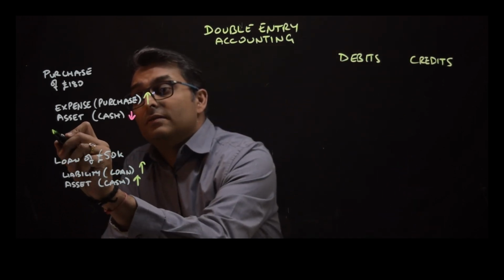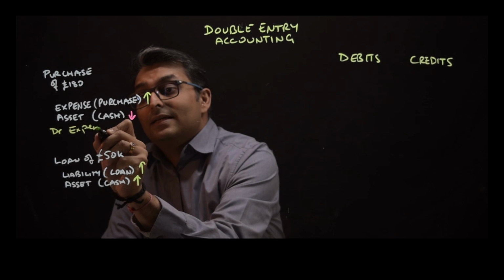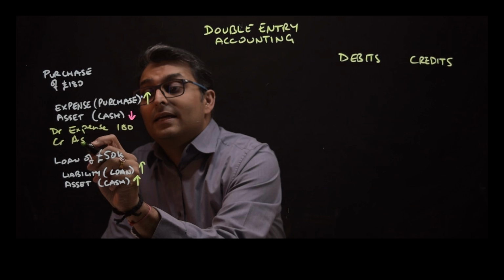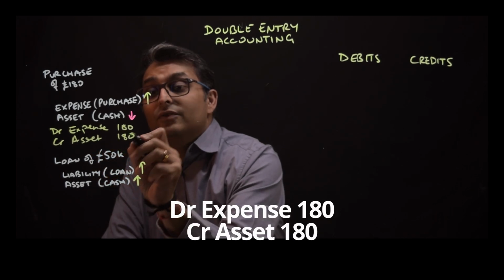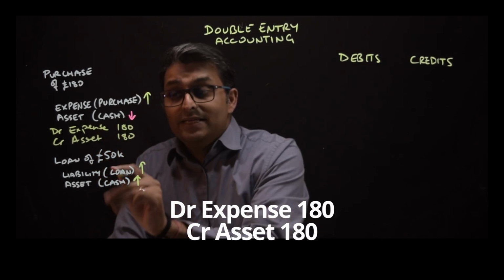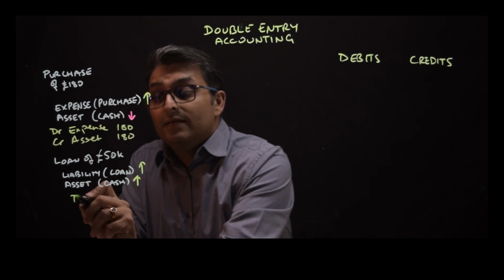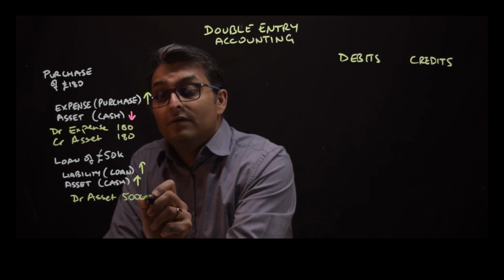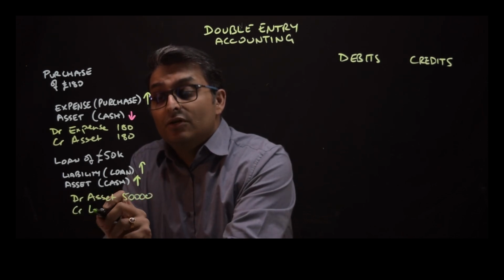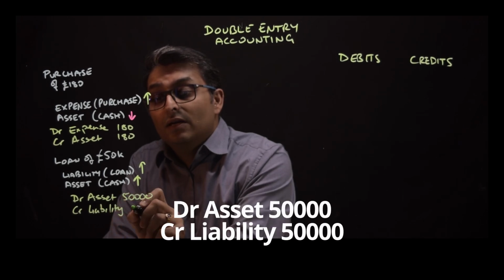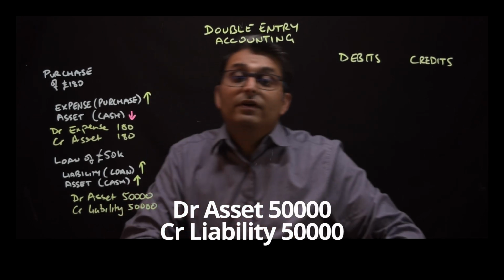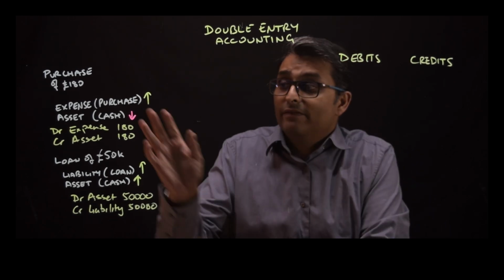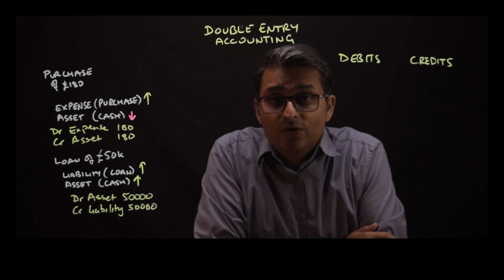Now, this can be shown in terms of debits and credits. So you've got debit expense of 180 and credit asset of 180. So this would be purchase and cash. And here you would have debit your asset of 50,000 and credit your liability of 50,000. Now, in both of these examples, I have 1 debit and 1 credit.